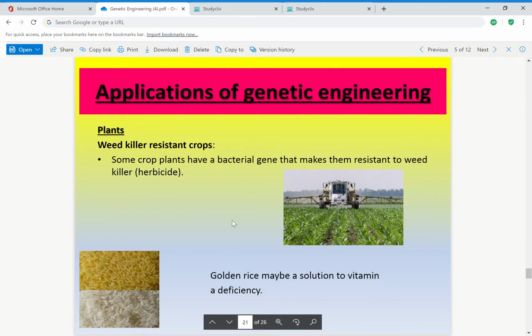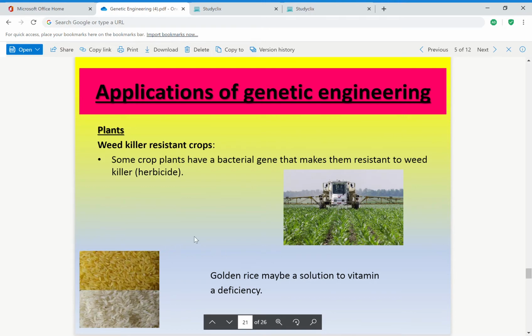One of the things they tend to ask on this is, can you give an application of genetic engineering? So you need one for plants, for microorganisms, and for animals. If we look at plants, the first thing we have here is weed killer resistant crops. Some crop plants have a bacterial gene that makes them resistant to weed killer. As you might imagine, if you're spraying to kill off weeds, it's very handy if your crops do not die as you're doing this.